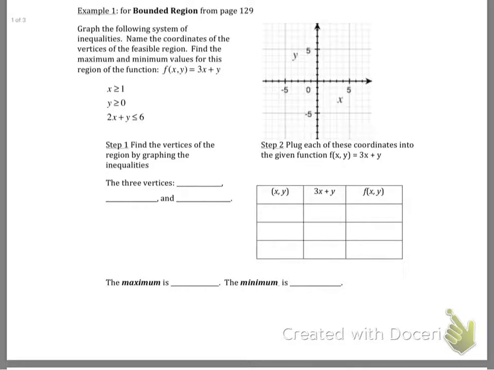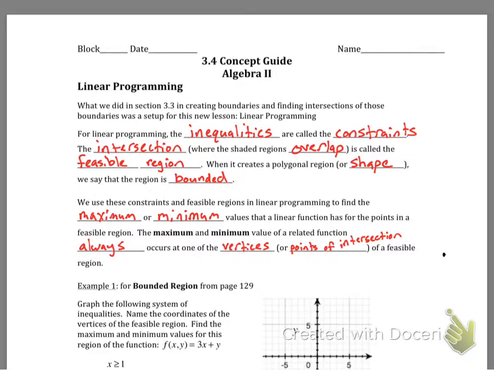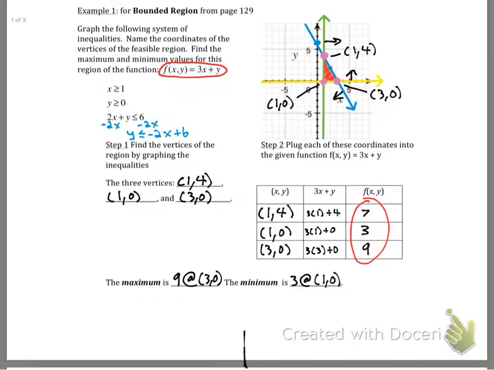The function f of xy equals 3x plus y, that's the function that we're going to use to find the maximum or minimum values, okay? We plug our vertices into that function.